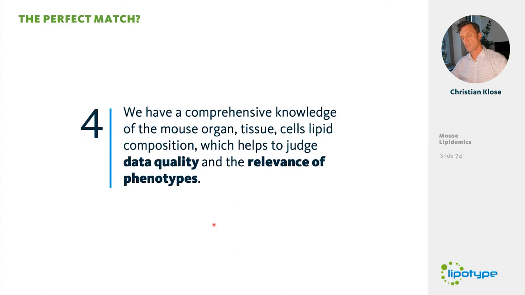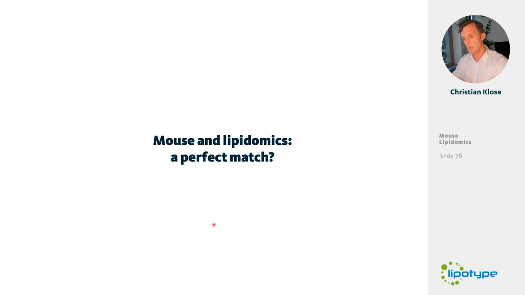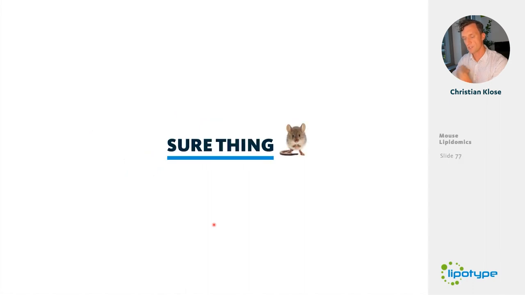And we now have a comprehensive knowledge of the mouse organ, tissue and cell lipid composition, which really helps us to judge data quality and the relevance of phenotypes that we might see in different studies. And we now know about the biological variability and how it is coming about, which is important for experimental design and data interpretation. So mouse and lipidomics, is it really a perfect match? I would certainly say so.